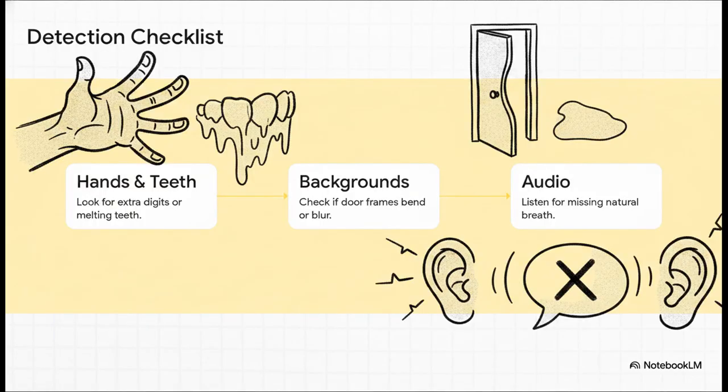Okay, so here is your practical, everyday checklist. Number 1, watch the hands and teeth. AI notoriously struggles here. You're going to see extra digits, fingers bending completely backward, or teeth that just sort of melt together. Number 2, look at the background. Do the door frames suddenly bend when the camera moves? Do random objects get blurry for literally no reason? And number 3, close your eyes and just listen. AI-generated audio often sounds way too clean. It misses the subtle room echoes, the slight variations in pitch, or the natural, messy spacing of human breath.